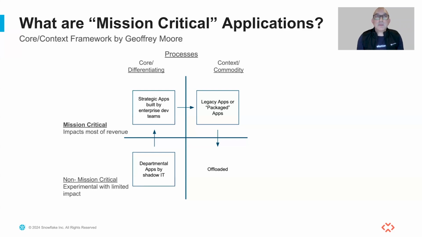I'm referring to a term that comes from a Geoffrey Moore framework on core context. Geoffrey Moore analyzed enterprises and describes how in most enterprises you have two types of processes: mission-critical processes, which are the processes that touch most of the revenues of the business, and then non-mission-critical processes. These are experimental, departmental, maybe local processes where maybe innovation happens.